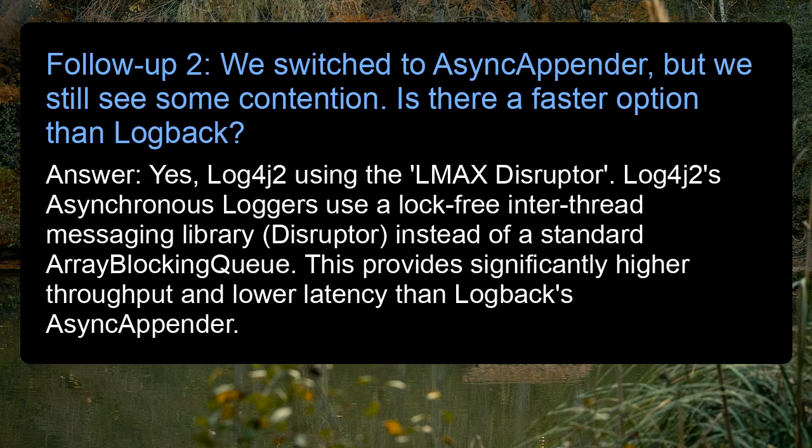Follow-up 2. We switch to async appender, but we still see some contention. Is there a faster option than Logback? Answer: yes. Log4j2 using the LMAX Disruptor. Log4j2's asynchronous loggers use a lock-free inter-thread messaging library, Disruptor, instead of a standard ArrayBlockingQueue. This provides significantly higher throughput and lower latency than Logback's async appender.